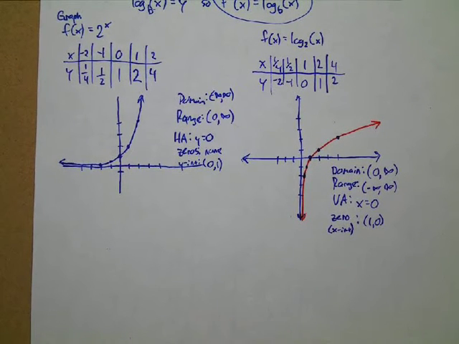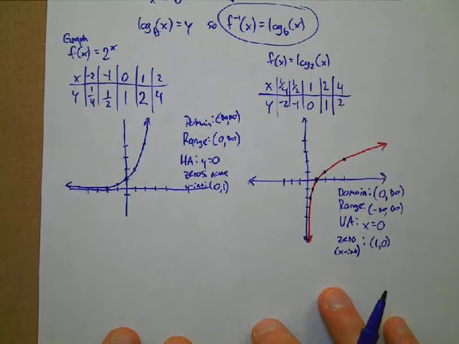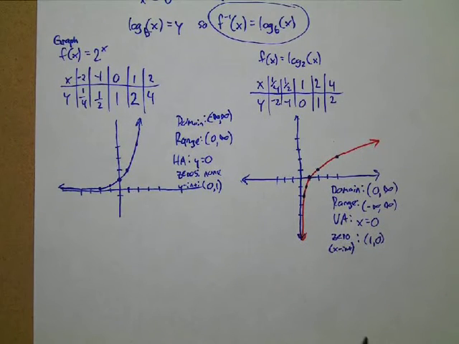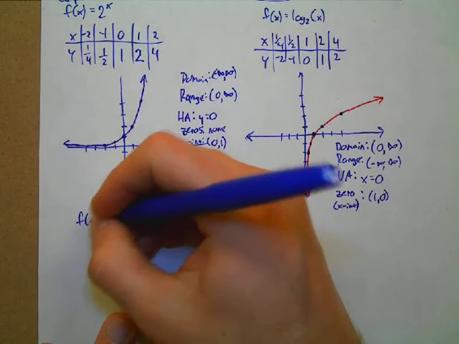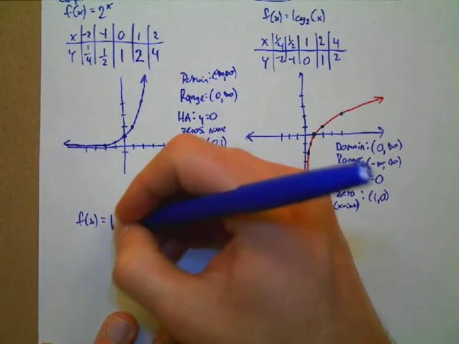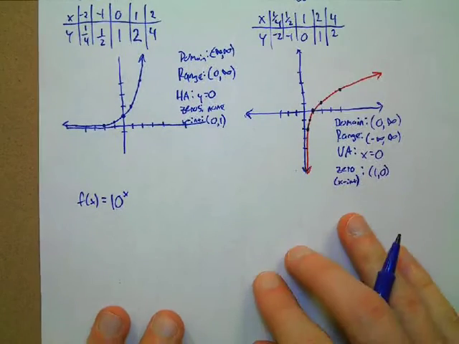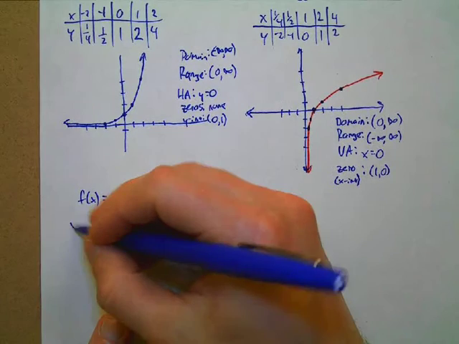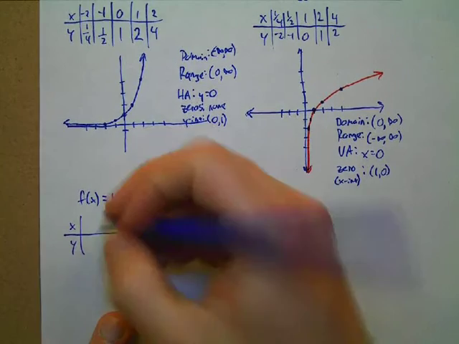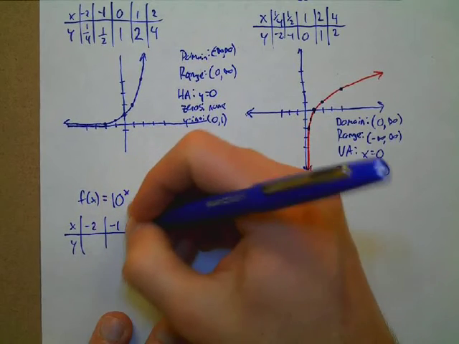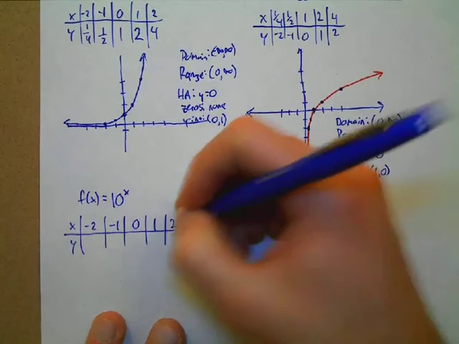Okay? Questions on any of that? All right, so let's do one other one real quick here. We'll just do the table for this. So let's talk about 10 to the x. Okay, let's make a little chart for 10 to the x. Again, I'll pick the same kind of x values there, -2, -1, 0, 1, and 2.